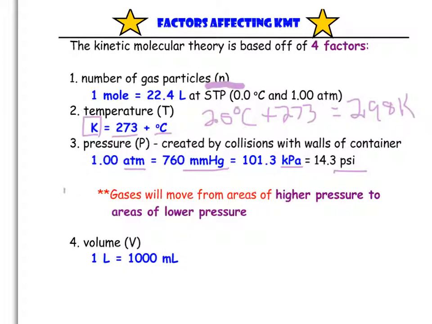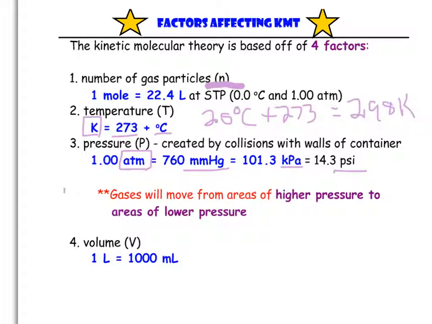So 1 ATM is equal to 760 millimeters of mercury, which is equal to 103.1 kilopascals, which is equal to 14.3 pounds per square inch. They're just different units. So 1 ATM again is the atmospheric pressure, which we take at sea level, and we're saying the pressure weighing down of all of the air acting on you is considered to be 1 ATM.